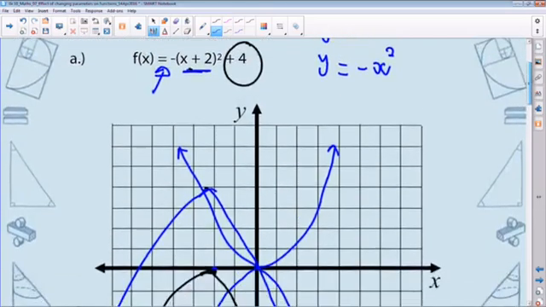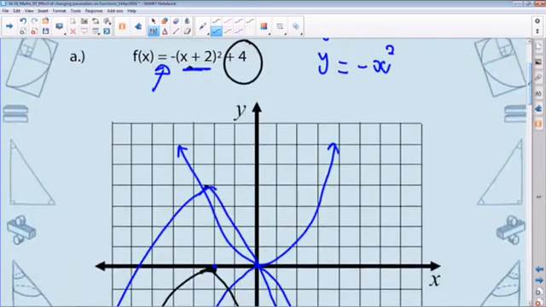Okay, so your graph should be looking like that, and we will be looking at your turning point and so forth, but we're just focusing on the transformation for now. Later we'll know that the turning point is (-2; 4) and so forth. So that's how you go about it.